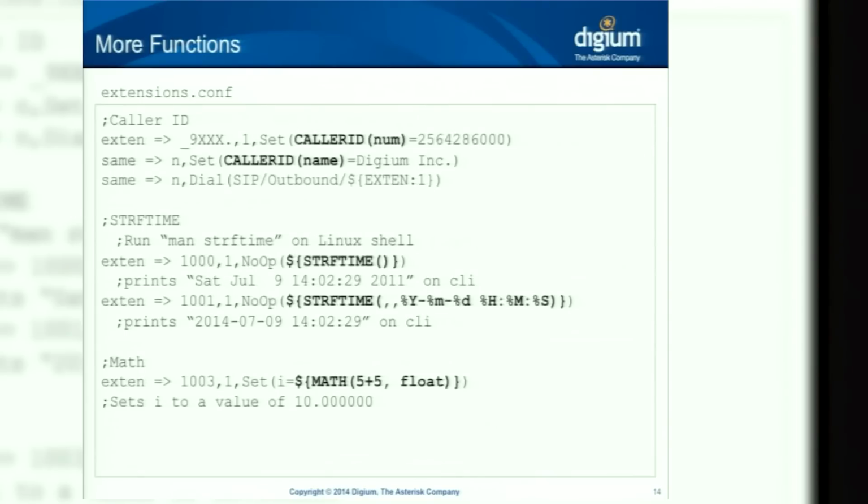So here's some more functions. Caller ID, probably the most popular function, popular as in how frequently it's used. You can use it to set specifically the name or the number or all information for that channel for their caller ID info. So here we're setting the caller ID number to, well, that's the main number for Digium, 256-428-6000. And then in the next priority, we're setting the name to Digium Inc. And then we're dialing outbound over SIP. We're passing the extension, or we're passing the digits that we've dialed minus the first digit to our provider.